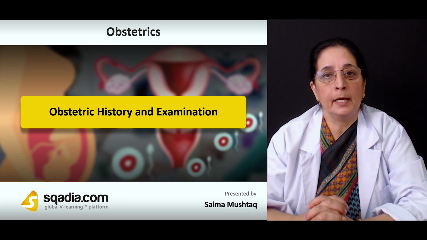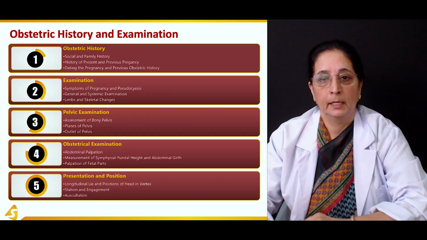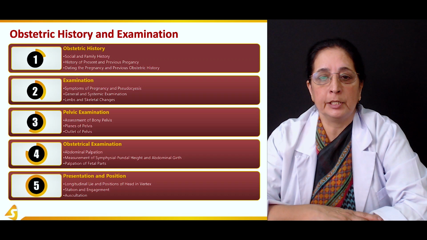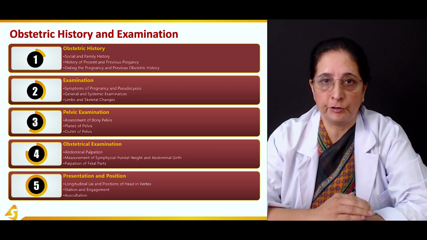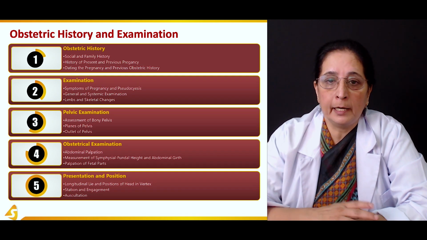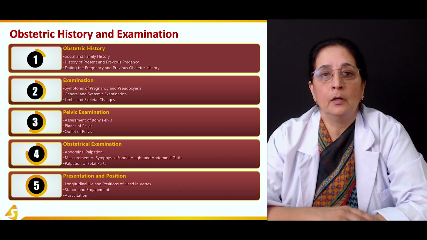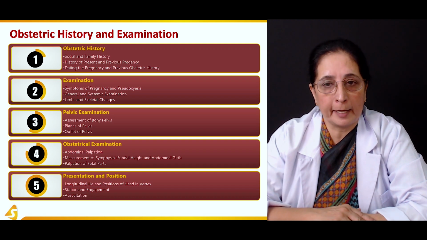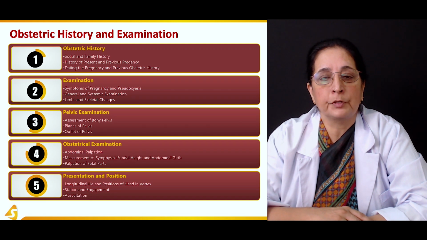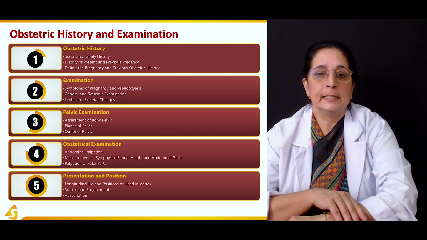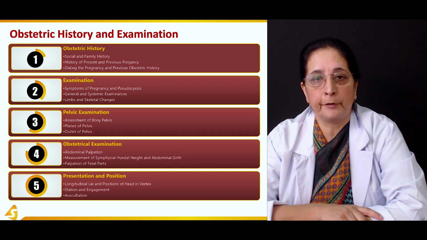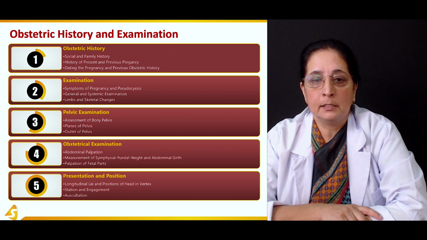Our today's lecture topic is how to take obstetric history and examination. We divided our lecture into 5 sections. In the first section we will talk about the history, and in this we will talk about the social and family history, history of present and previous pregnancy, and dating the pregnancy and previous obstetric history.